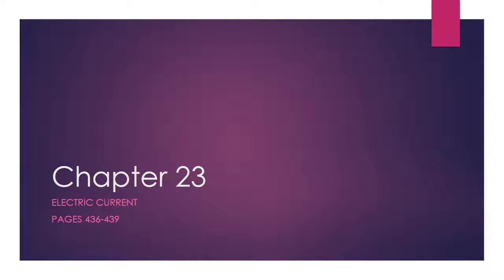Right, we are starting chapter 23. Last chapter was over electrostatics. This chapter is over electric currents. This is covering pages 436 to 439.